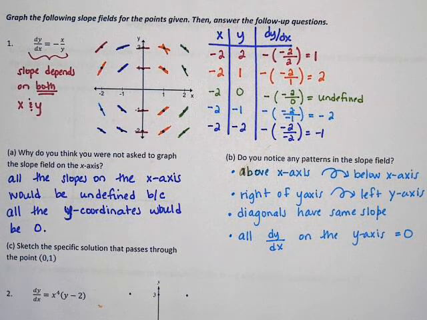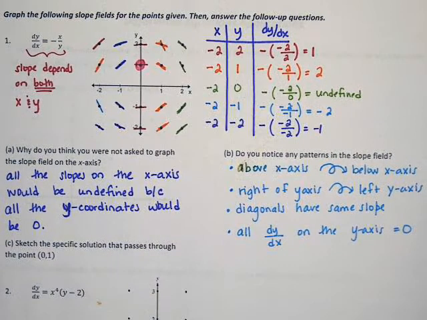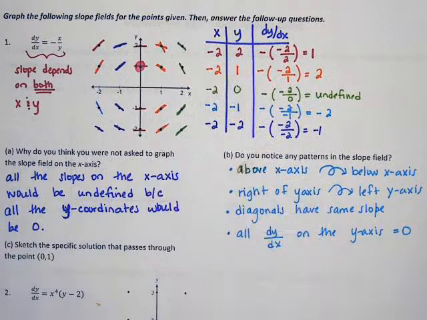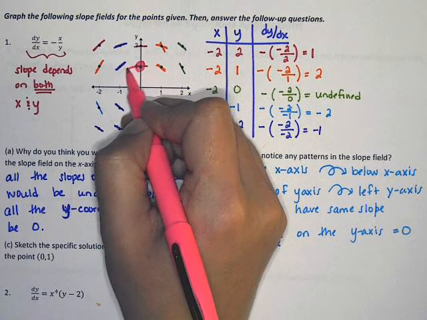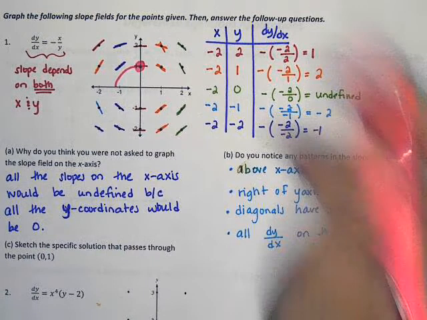Last but not least, in this question, we are going to ask you to sketch the specific solution that passes through the point 0, 1. Now the point 0, 1 is right here. Now the specific solution to me seems to go like this, and then I run into a place where my slope is undefined, so I'm going to stop.